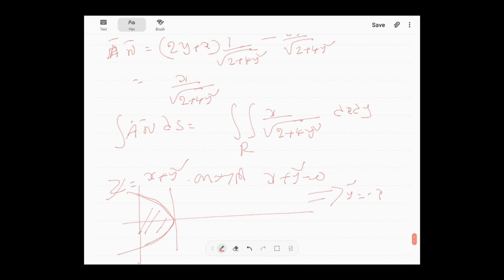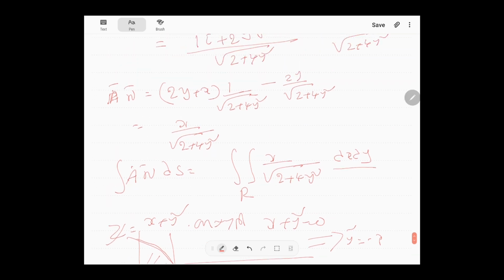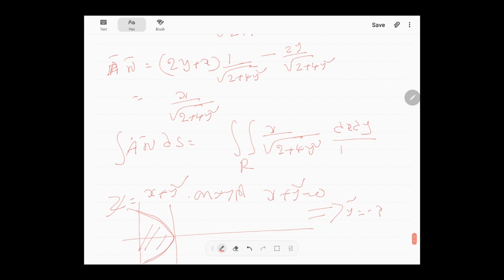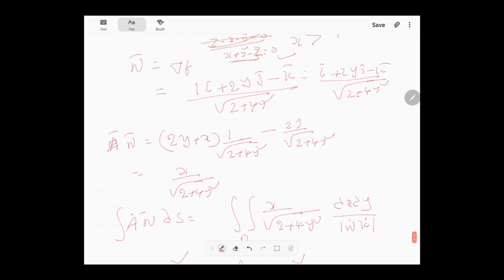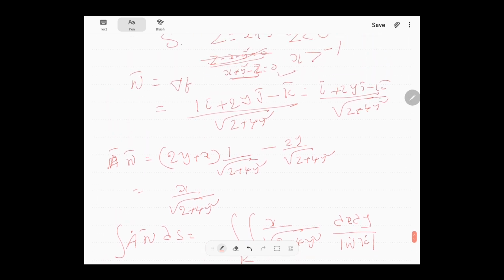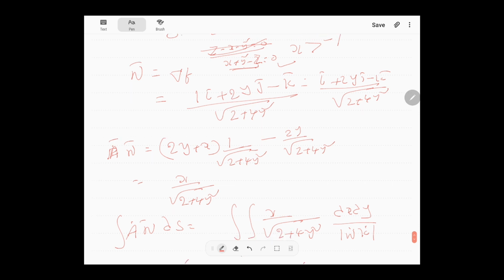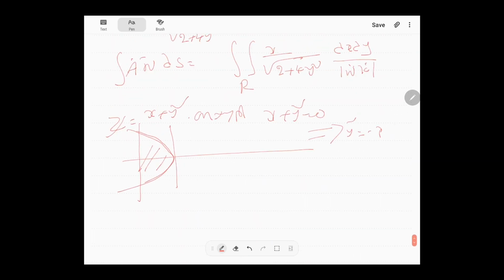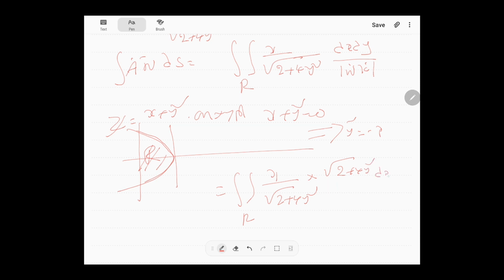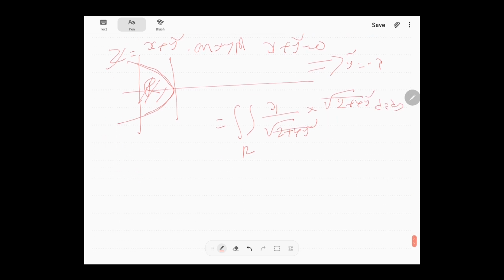dx dy by n bar dot k bar. What is your n bar dot k bar? This is my n bar dot k bar: 1 by root over 2 plus 4y square, that goes to the numerator. So that is equal to the double integral over R of x by root 2 plus 4y square, into root over 2 plus 4y square, dx dy. These two get cancelled. So we need to do the double integral over R of x dx dy.